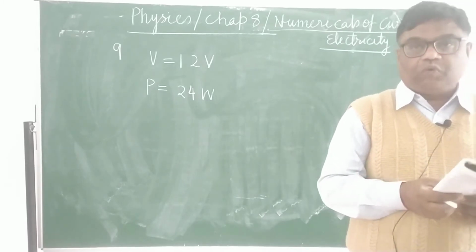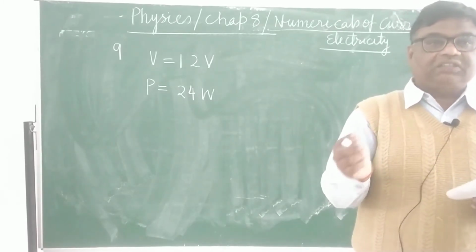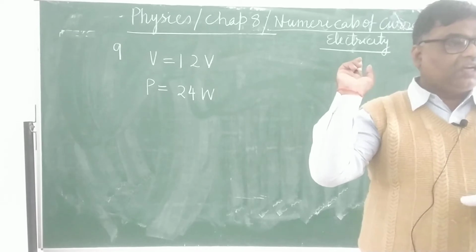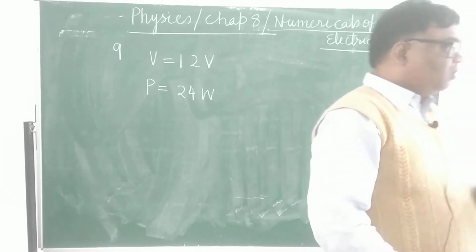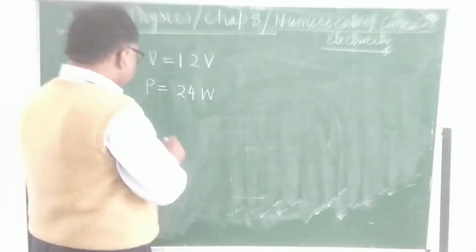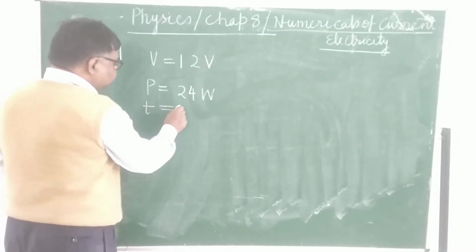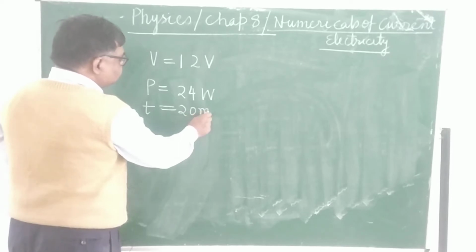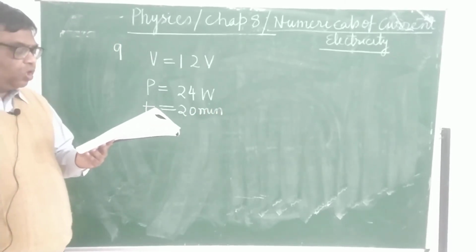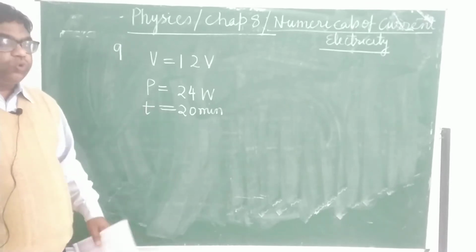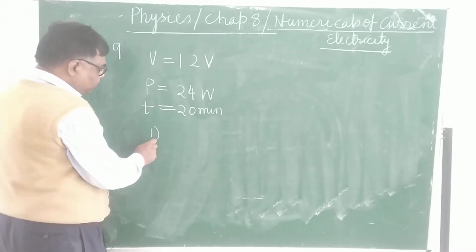Operates on a 12 volt battery. Means the supply voltage is same as the rated voltage. For how much time? T equals to 20 minutes. You have to calculate the current flowing through it. What will be the current?